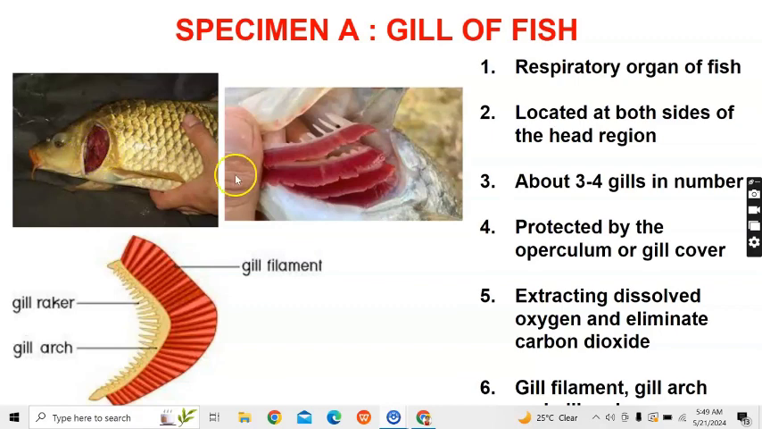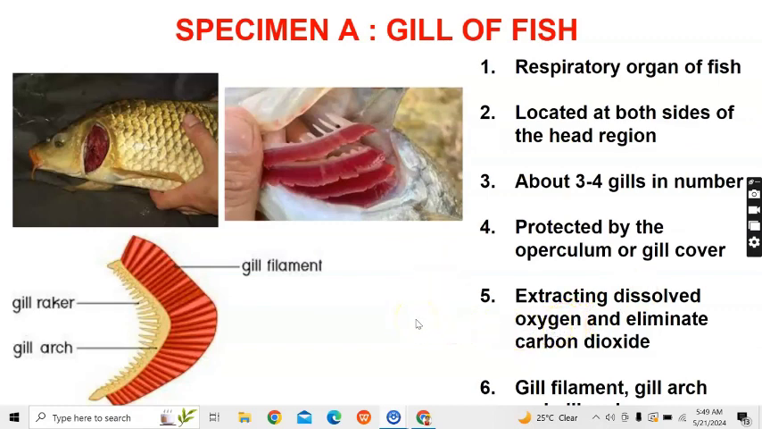And also, the gills are about 3 to 4 in number. Look at here, you have it, 1, 2, 3, 4. Alright, they are usually 3 to 4 in number, and then the gill is protected by the structure we call operculum, or the gill cover. Then, this gill, what does it do? It helps to extract dissolved oxygen in water and then eliminating carbon dioxide.